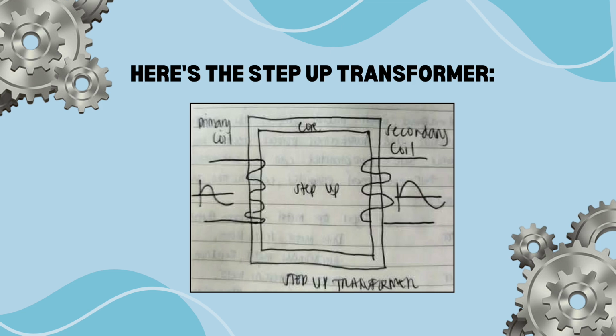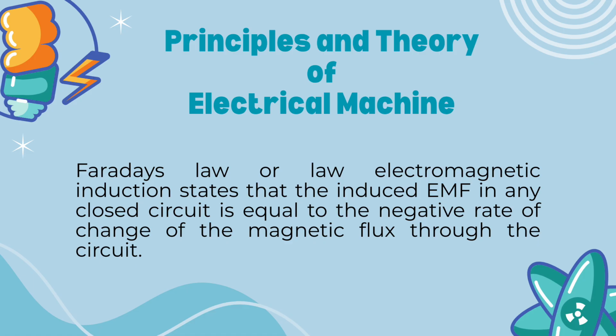And here's the step-up transformer. As you can see, the primary coil, the secondary coil, and the core. The secondary coil has more turns of wire than the primary coil. This causes the voltage to increase. Step-up transformers are commonly used in power stations to raise voltage so electricity can be transmitted over long distances with less energy loss. And next is principles and theory of electrical machines.